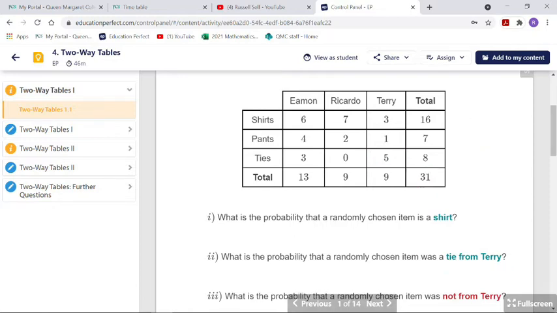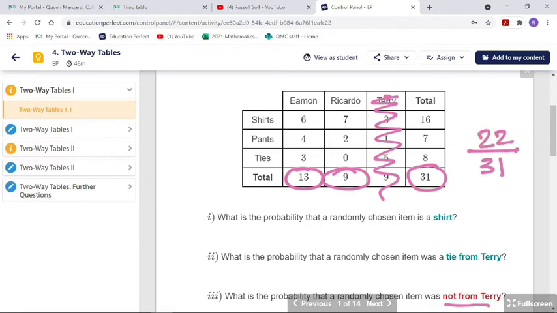Drop to the bottom. What is the probability that a randomly chosen item was not from Terry? Well, again, it's a randomly chosen item, so which total am I going to use? 31, the total of everything. But this time I want not from Terry, which means I can't use any of these items that Terry had. So that means all of his items added together. Which would make what? Okay. So just mark off what you don't want and everything else will count. Don't go back to adding all of these because you have nice totals at the bottom there. So use those totals.